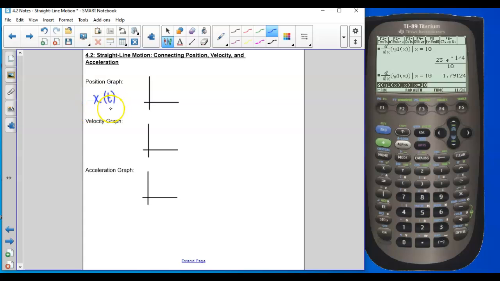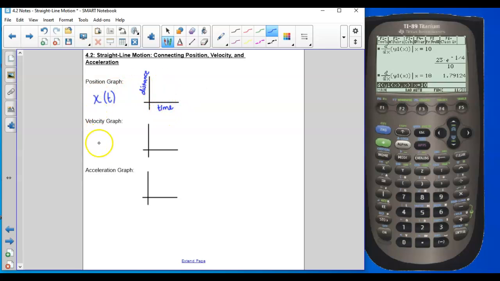So, if we have a position graph, a lot of times for our notation, it's not always x of t, but a lot of times it will be x of t. And a lot of the problems that you see, sometimes it might be y of t if you're talking about the y-axis. But I'm going to go with x of t here. And to measure position, you're going to have some sort of time on your x-axis, and then you'll have some sort of distance on your y-axis. So this might be hours and miles, or it might be feet and seconds, something like that.